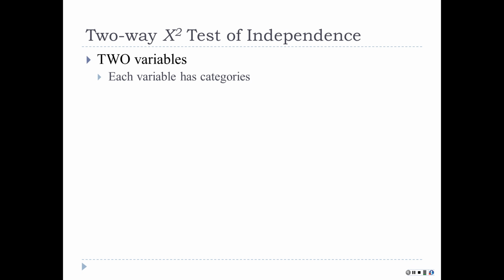If one of your variables is actually a truly numeric variable, you probably don't want to use this. If one of your variables is something that can't be turned into numbers or categories, it's super weird, then you don't want to do this.